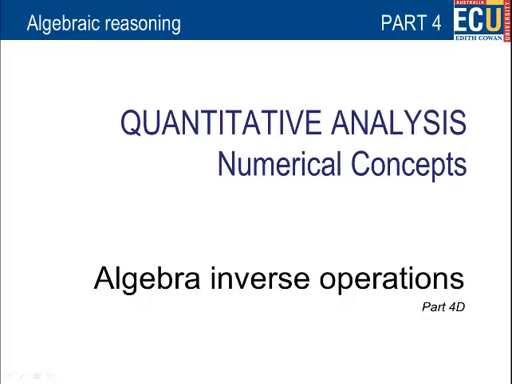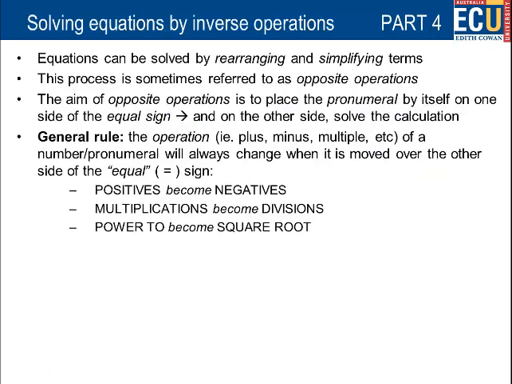Quantitative analysis, numerical concepts, algebra, inverse operations. Algebraic equations can also be solved by rearranging and simplifying terms. This process is sometimes referred to as opposite operations or inverse operations. The aim of opposite operations is to place the pronumeral by itself on one side of the equal sign, and on the other side of the equal sign solve the calculation.